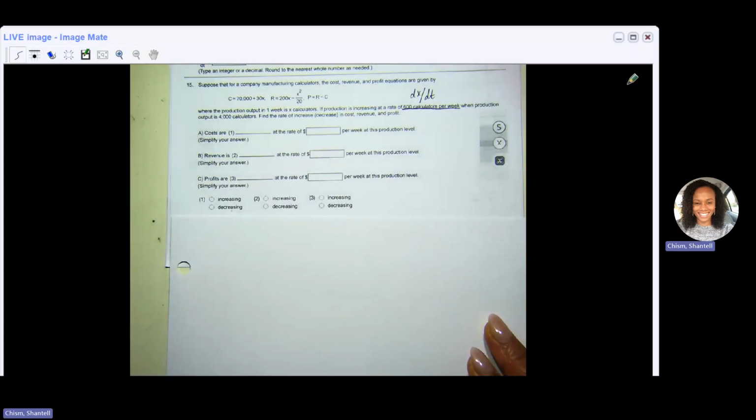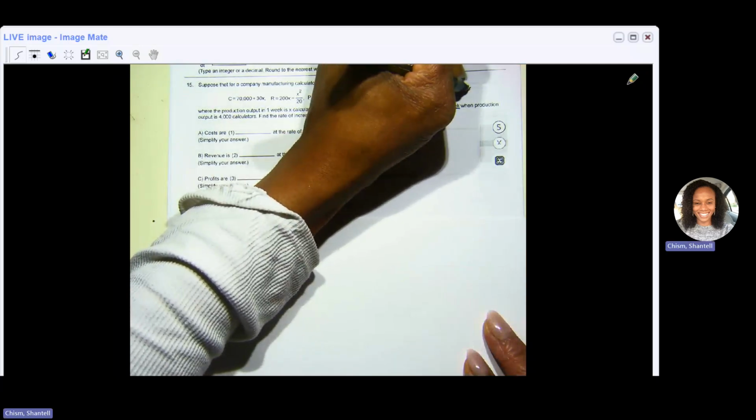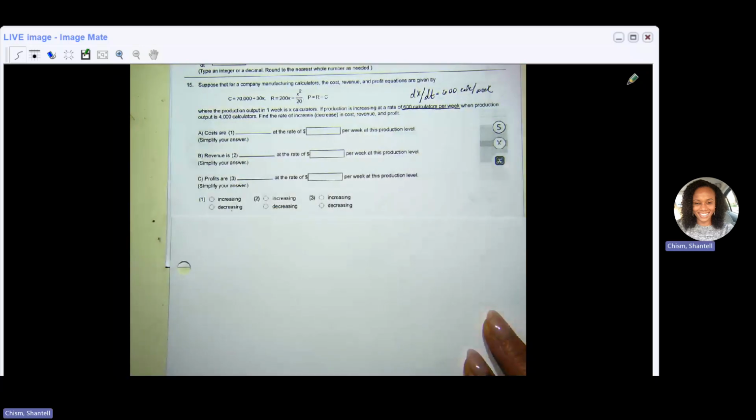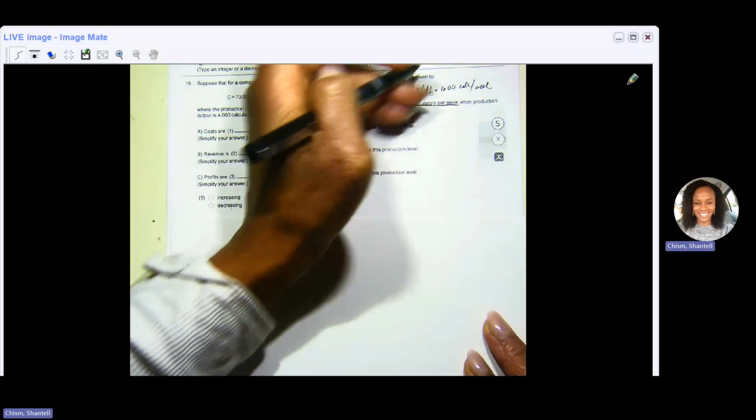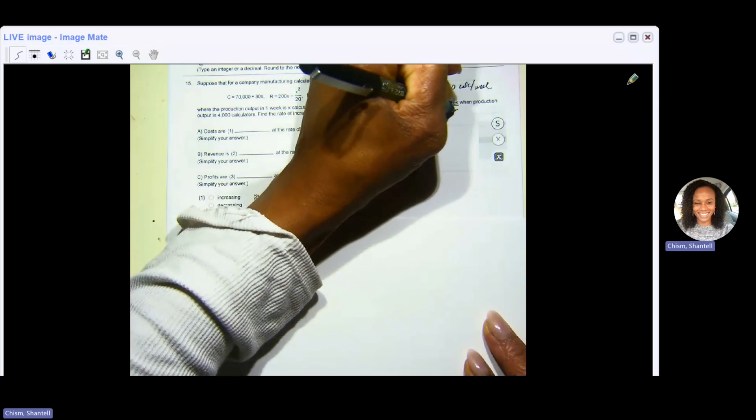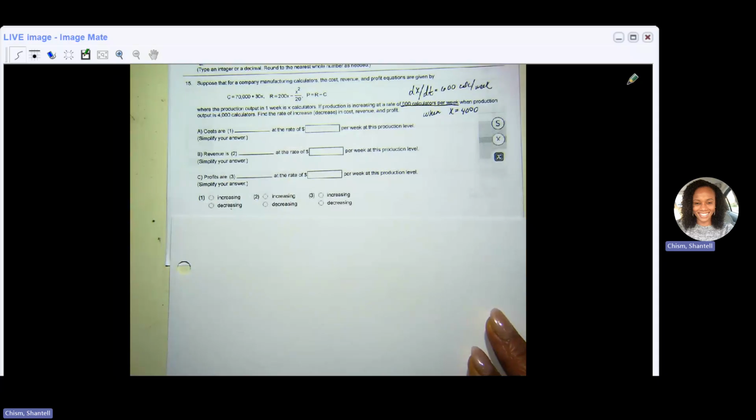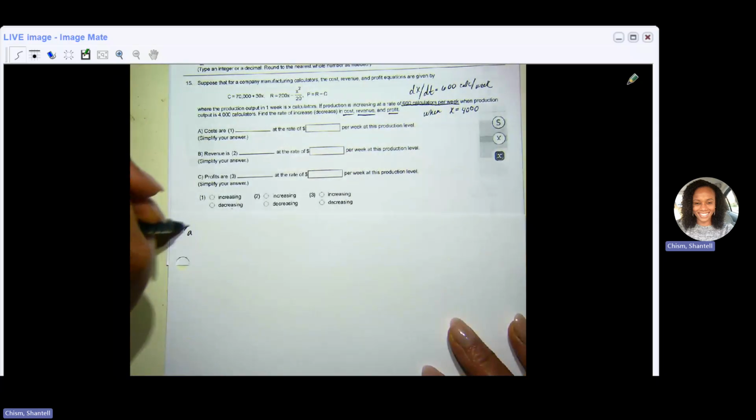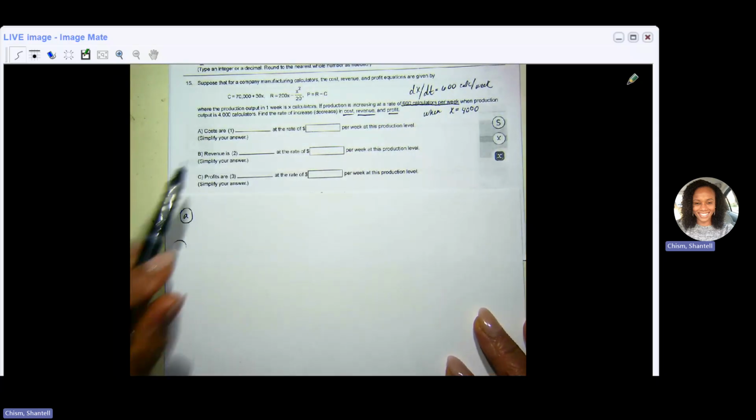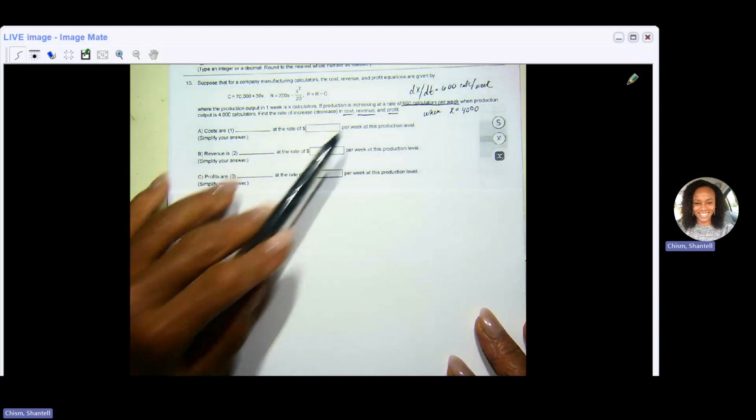So if the rate is increasing at 600 calculators per week, when the production output is 4,000 calculators. So this is the rate when X is 4,000. So they're giving us another value there. We want to find the rate of increase or decrease in cost, revenue, and profit. So for part A, we want to find the rate of increase or decrease in cost. So we're talking about costs first.